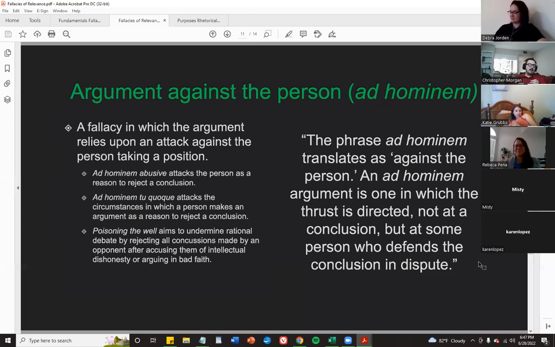Ad hominem is a fallacy in which the argument relies upon an attack against the person taking a position. And so there's three main forms of the ad hominem. The ad hominem abusive, this just attacks the person as a reason to reject a conclusion.